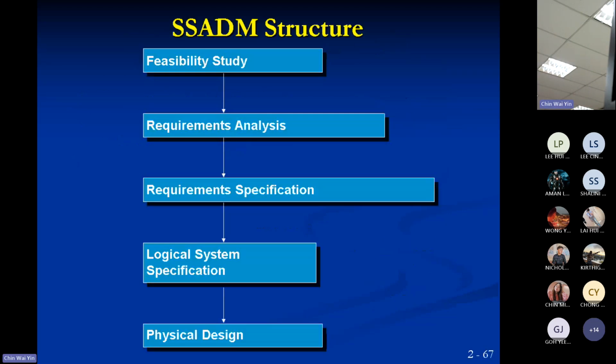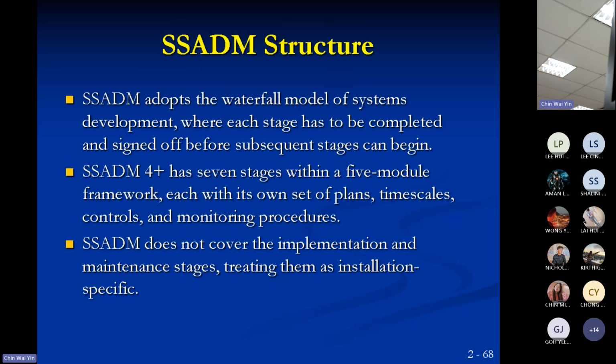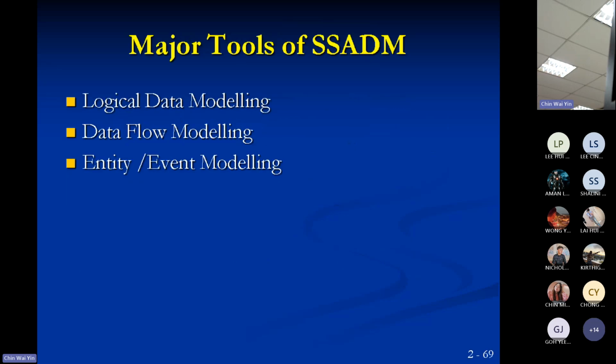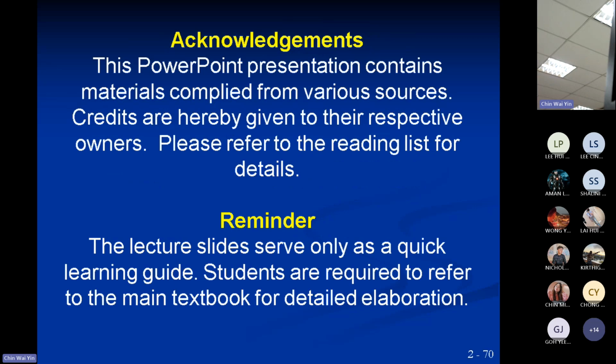There are 5 stages, and there are 2 other sub stages which are not listed here. So it does not change. With SDLC you have variations, but with SSADM these are the fixed stages. That's it. And it's even more rigid than SDLC, isn't it? It also has its own recommended techniques and tools for development. So that's all for lecture 2.